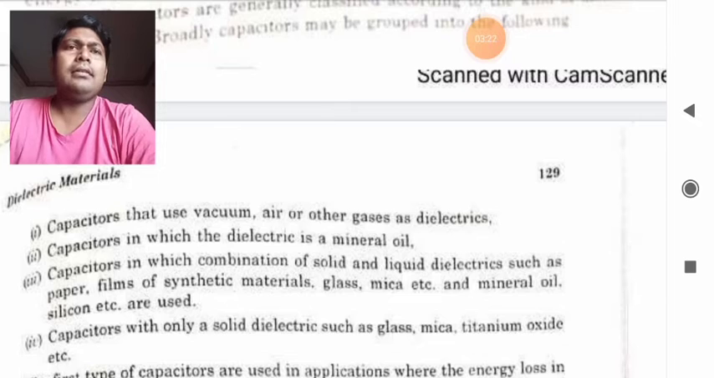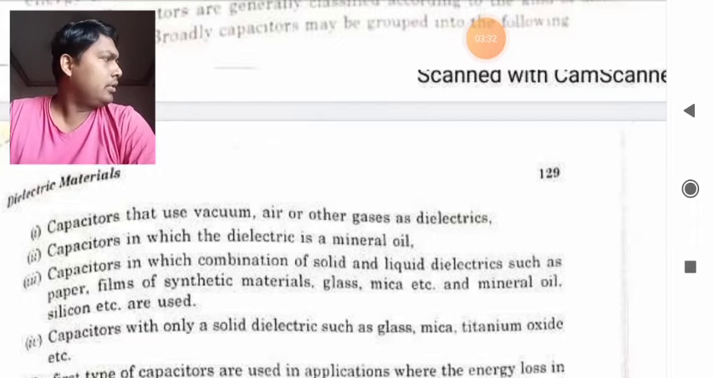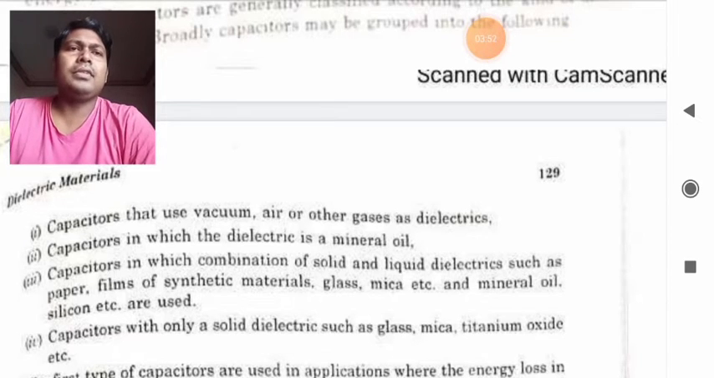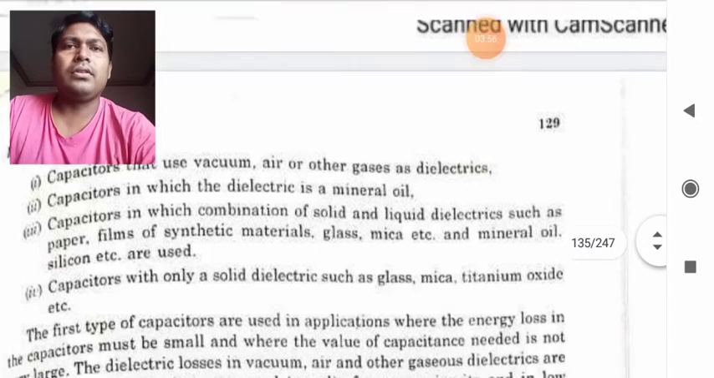Under the second category, capacitors in which the dielectric is a mineral oil are used. Now, in the third type, capacitors in which a combination of solid and liquid dielectrics, such as paper, film of synthetic material, glass, mica, etc., and mineral oil, silicon, etc., are used. Capacitors with only a solid dielectric such as mica, glass, titanium oxide, etc., come under the fourth category.